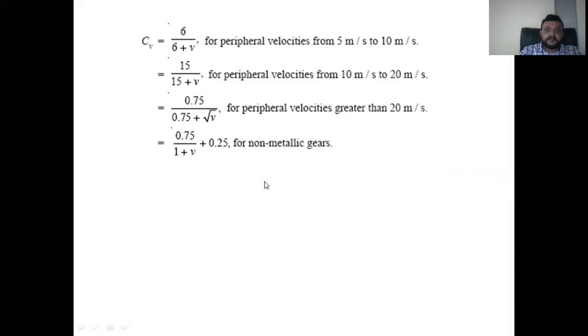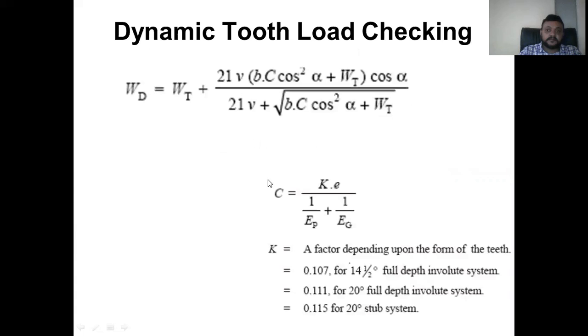And this is about the Cv for the helical gear. For velocity between 5 to 10, you have to take this equation. For 10 to 20, you have to take 15 divided by 15 plus V. And for peripheral velocity of more than 20, you have to choose this one. And for non-metallic gear, you have to take this one plus 0.25. So that is again the difference between spur gear and helical gear in the consideration of Cv.